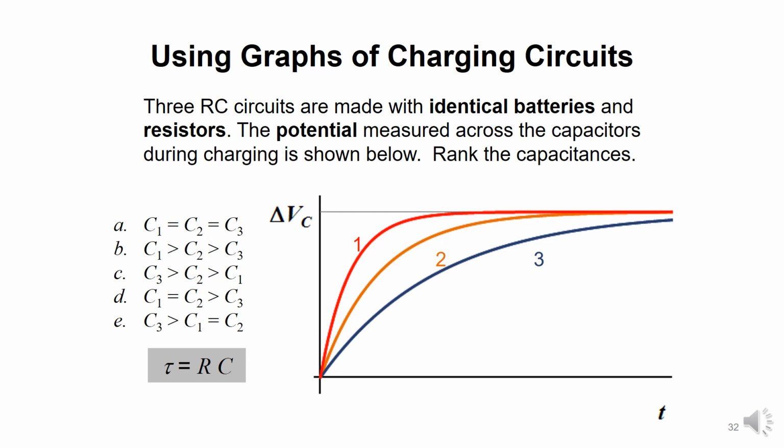The equation tells us that the time constant depends on resistance and capacitance. And the question tells us the resistance of all the circuits is the same. So that just leaves the capacitors to be different. This tells us that circuit 3 must have the largest capacitor because it has the largest time constant, and circuit 1 should have the smallest. So we get option C as our answer.